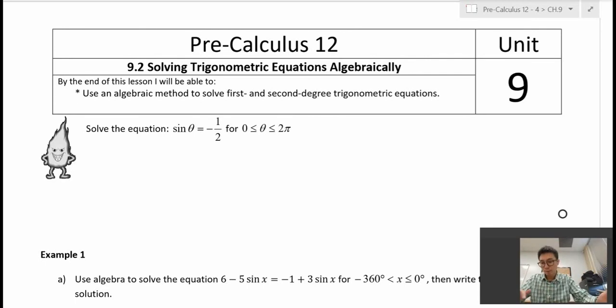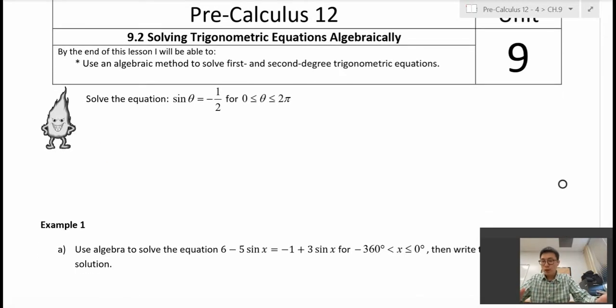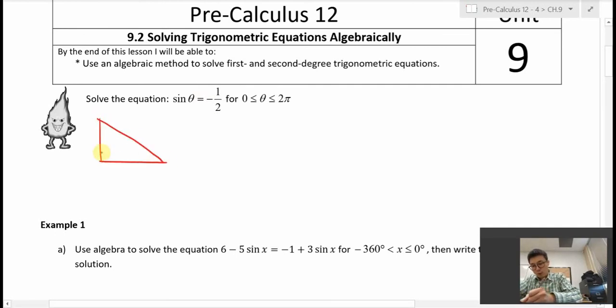Okay, so we'll see. Here is the warm-up question. This is the kind of equation that we did in Unit 8, so let's quickly do this. It says sine theta is equal to -1/2 for theta between 0 and 2 pi. So hopefully you recognize that this is a special triangle question. We can draw a special triangle quite easily here because it's 0 to 2 pi.